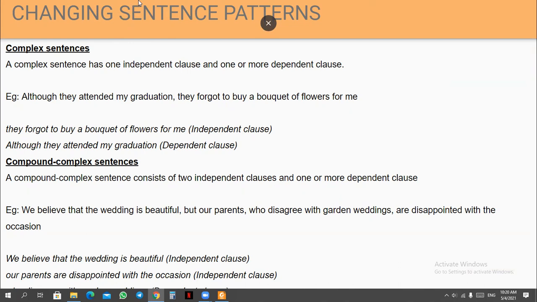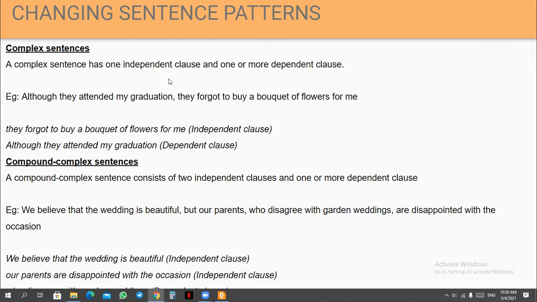Although they attended my graduation, they forgot to buy a bouquet of flowers for me. Okay, which one is the independent clause? They forgot to buy a bouquet of flowers for me. That is the independent clause. Although they attended my graduation, okay, it's hanging. So that is why that is the dependent clause. It needs another sentence for us to understand what the idea is.